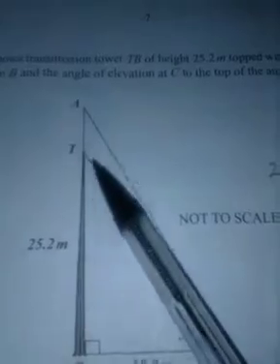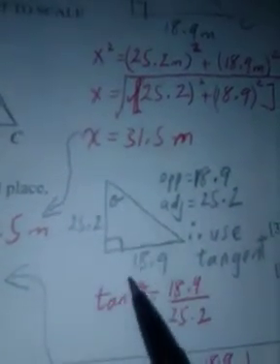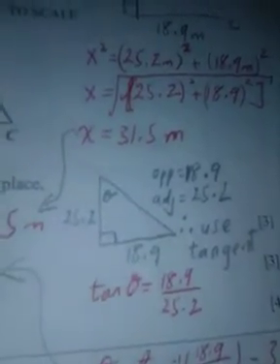Now to find angle BTC. Angle BTC is this angle right here. Let me redraw it again. I'm going to call this theta. I have this side here, which is opposite, and this side, which is adjacent. I'm going to use tangent.